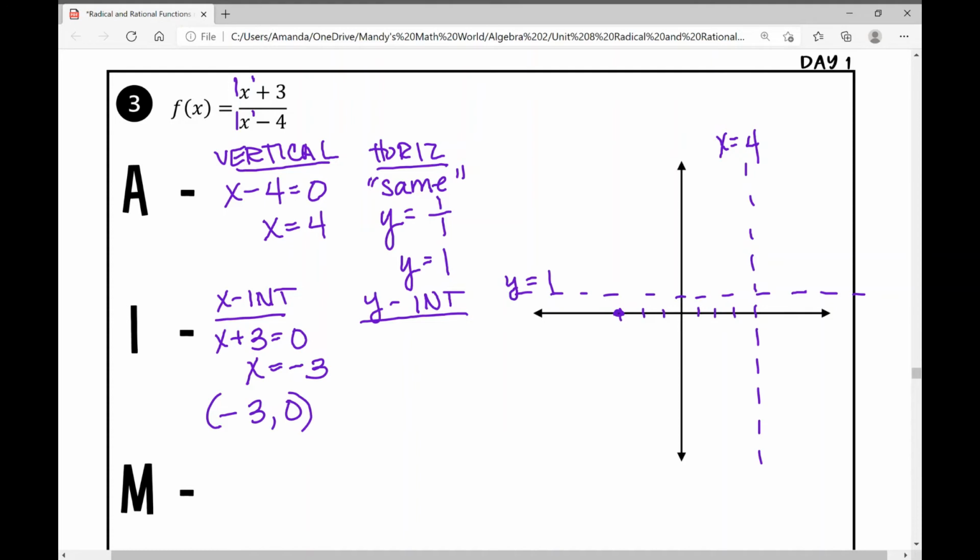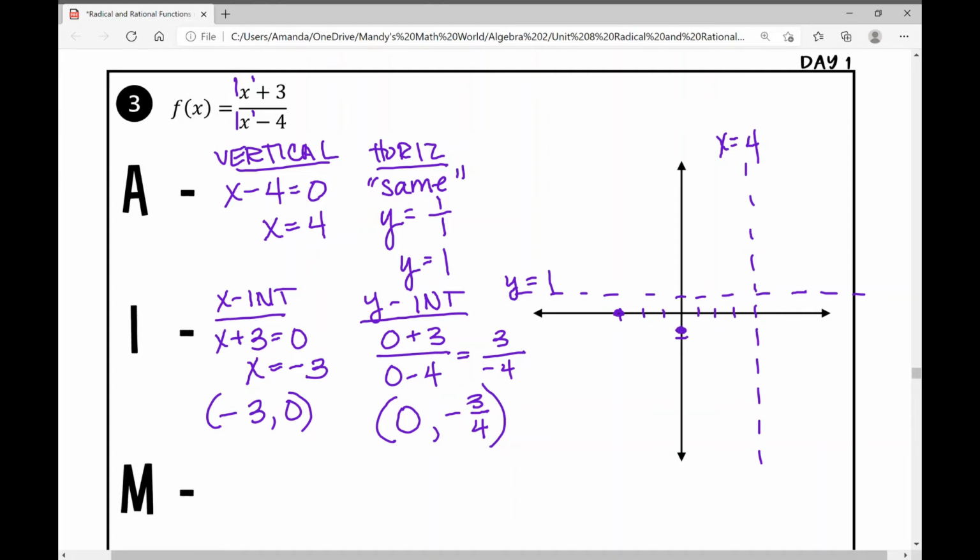The y-intercept is when x is 0. So all I'm going to do here is plug in 0 for x, and I'm going to solve. 0 plus 3 over 0 minus 4 is 3 over -4, or -3/4. So if I write that as an ordered pair, I get 0, -3/4. And then if I graph that on my y-axis, if there's where -1 is, -3/4 is about right there.